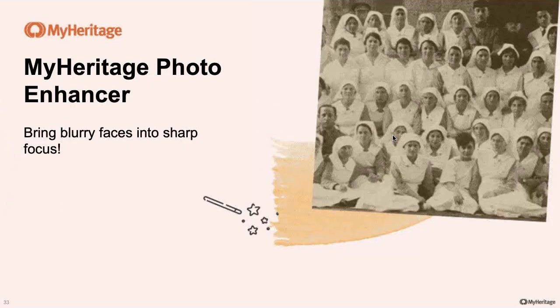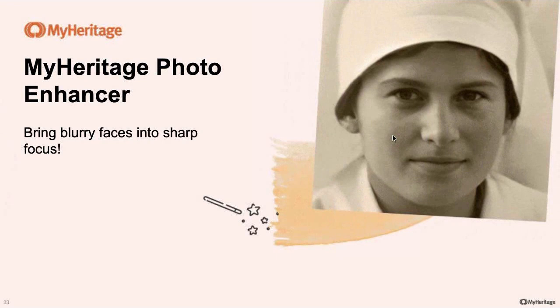Very interesting. So now we're getting to our last feature that is called MyHeritage Photo Enhancer. It actually allows you to bring blurry faces into sharp focus. You can use this feature both for black and white and colorized photos.